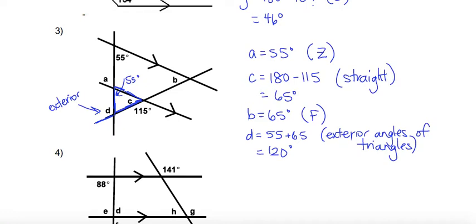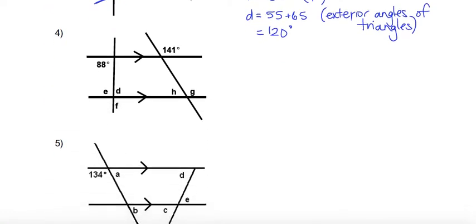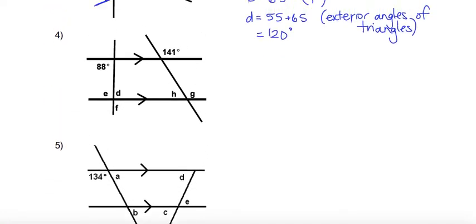So the next, last two examples that we're going to take a look at again use our parallel lines. I have two parallel lines right here, and I want to find the values of E, D, F, H, and G. So I'm going to start by drawing an F pattern.